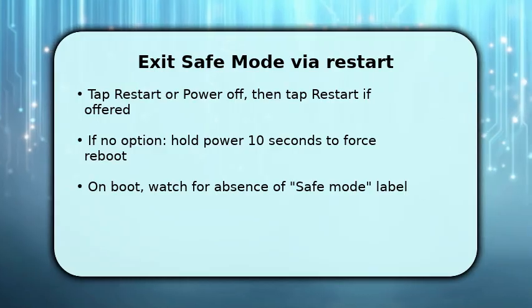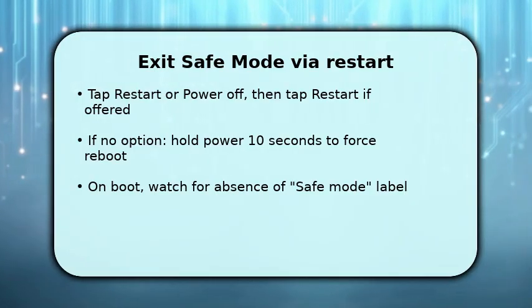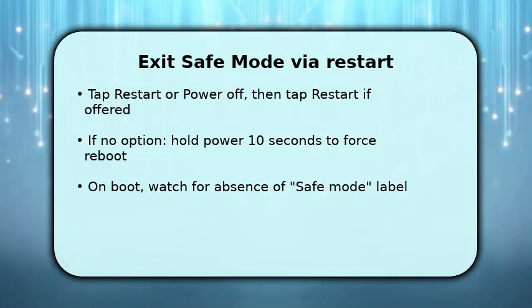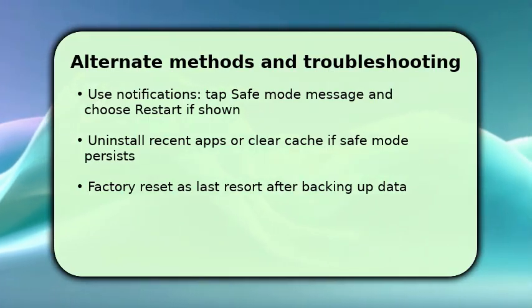Once the phone finishes booting, look for the Safe Mode label at the corner. If it's gone, you've successfully returned to normal mode. If a simple restart fails, check the notifications shade for a safe mode alert. Tapping it often offers restart.